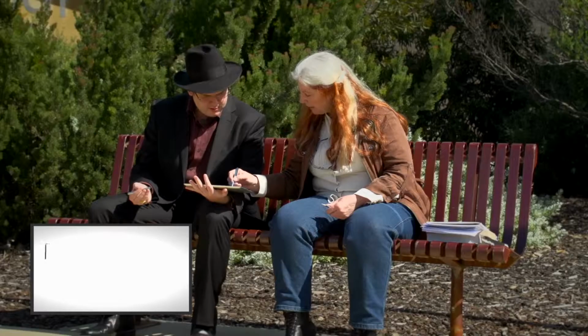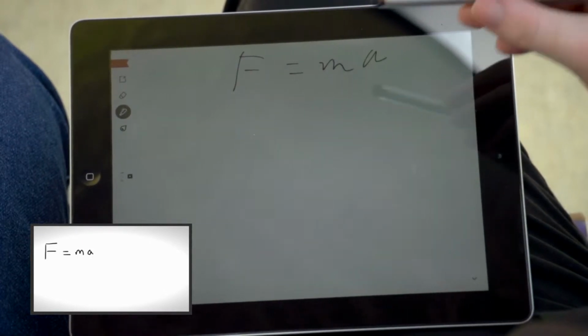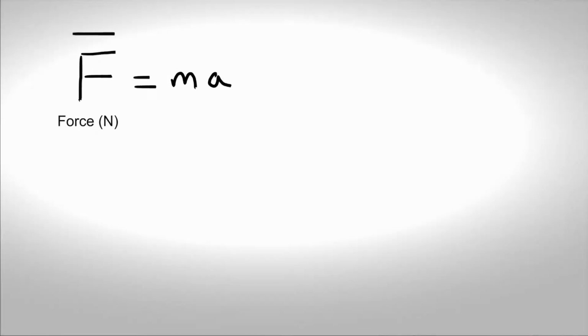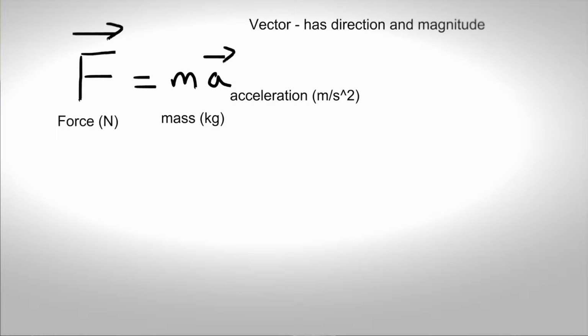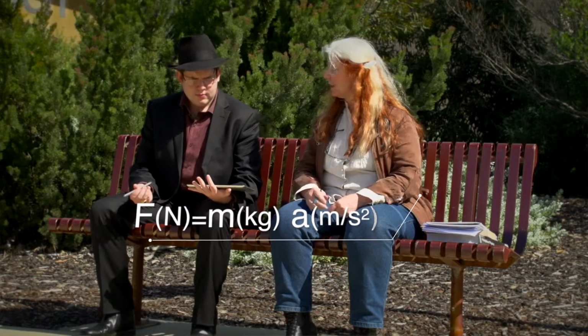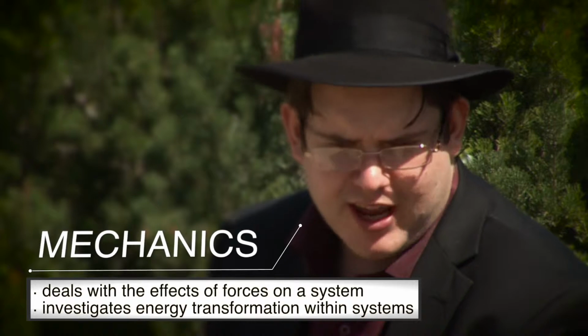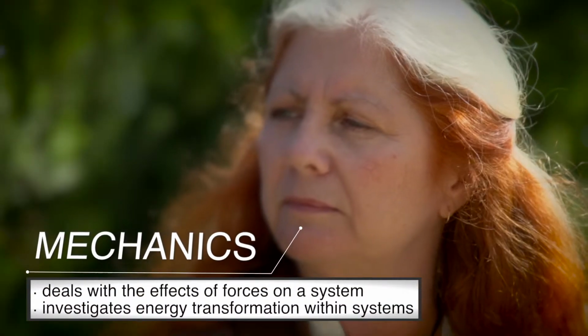Okay, so this F here is force, and it's a vector, and it's in units of newtons. M is mass, and it's in kilograms, and it's scalar. Acceleration, which is in meters per second squared, sorry, it's also a vector. Okay, so this is our basic formula. What does that tell you? Where does that come from? What branch of physics? Well, it's going to have to be something to do with mechanics, the motion of objects and the changing of its energy.